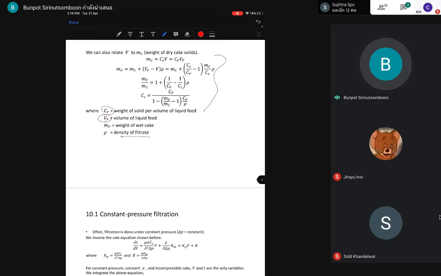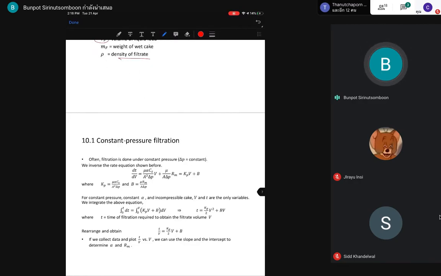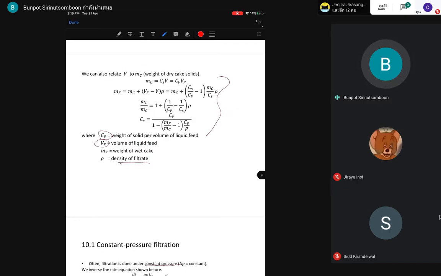So the equations that we developed show the relationship between the flow rate and the pressure drop. We can use this equation in two modes of operation for the filtration. The first mode is constant pressure. In this mode, we try to keep our pressure drop constant in the system, but it's going to change the flow rate.